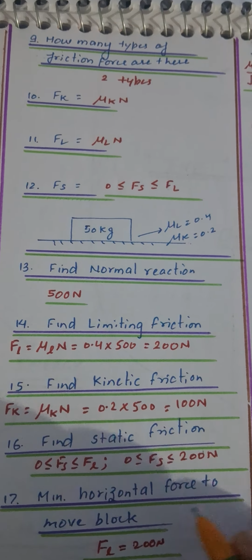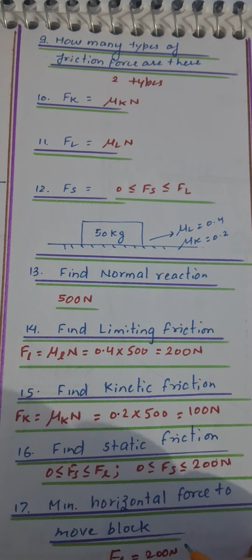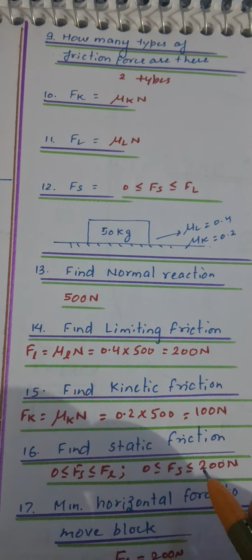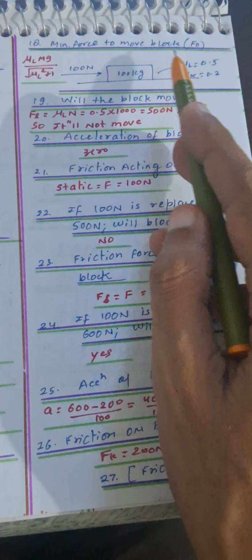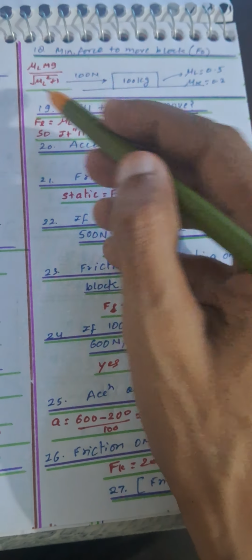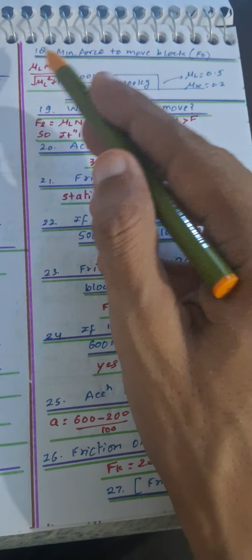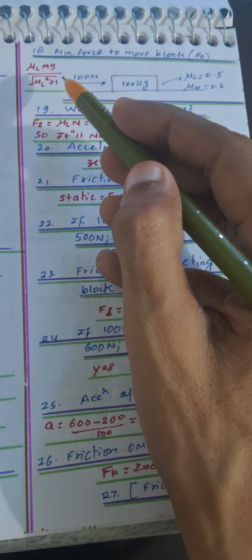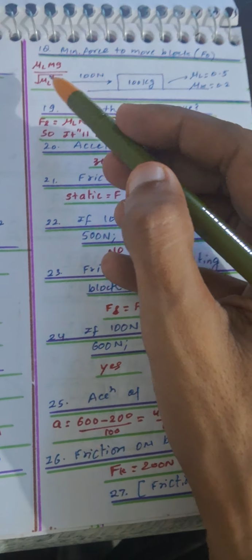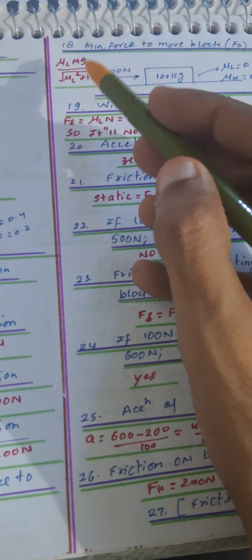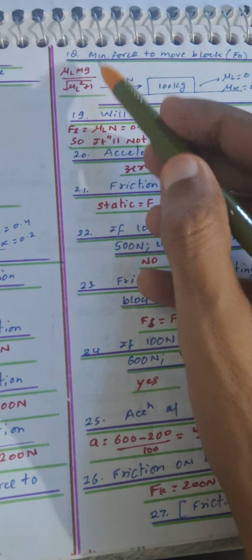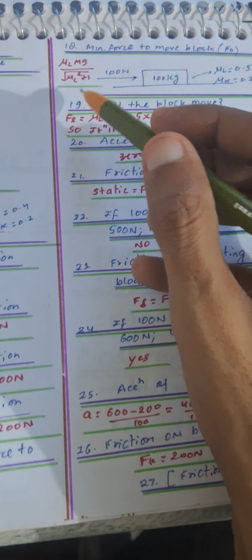Then the minimum horizontal force to move the block. Limiting friction is that minimum horizontal force, so that will be 200 Newton. Then the minimum force to move the block. It can be made to move with a smaller force, and the value is mu limiting mg by root of mu L square plus 1. It is obtained using calculus. Take the force to act at angle theta, differentiate that equation, and finally it will yield that the minimum force is mu L g by root of mu square plus 1.